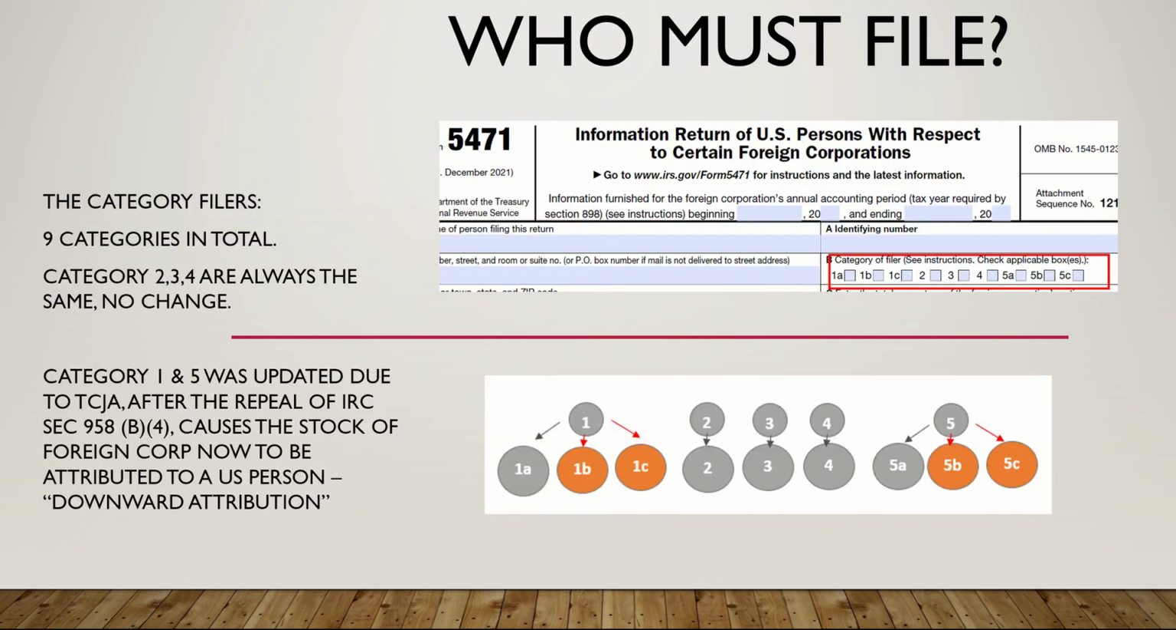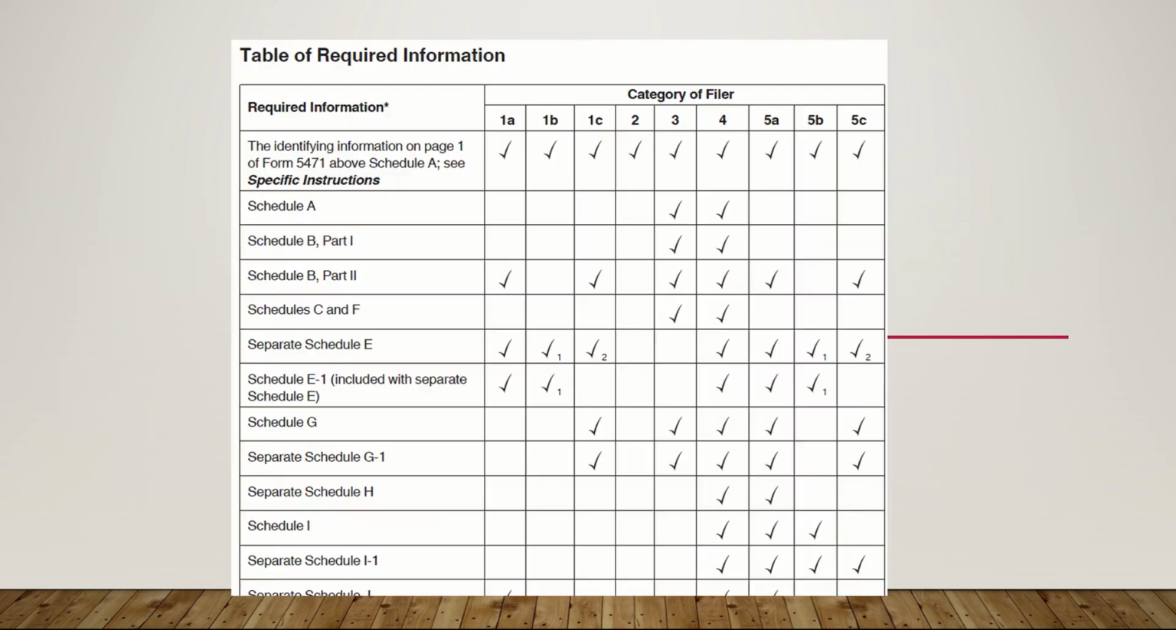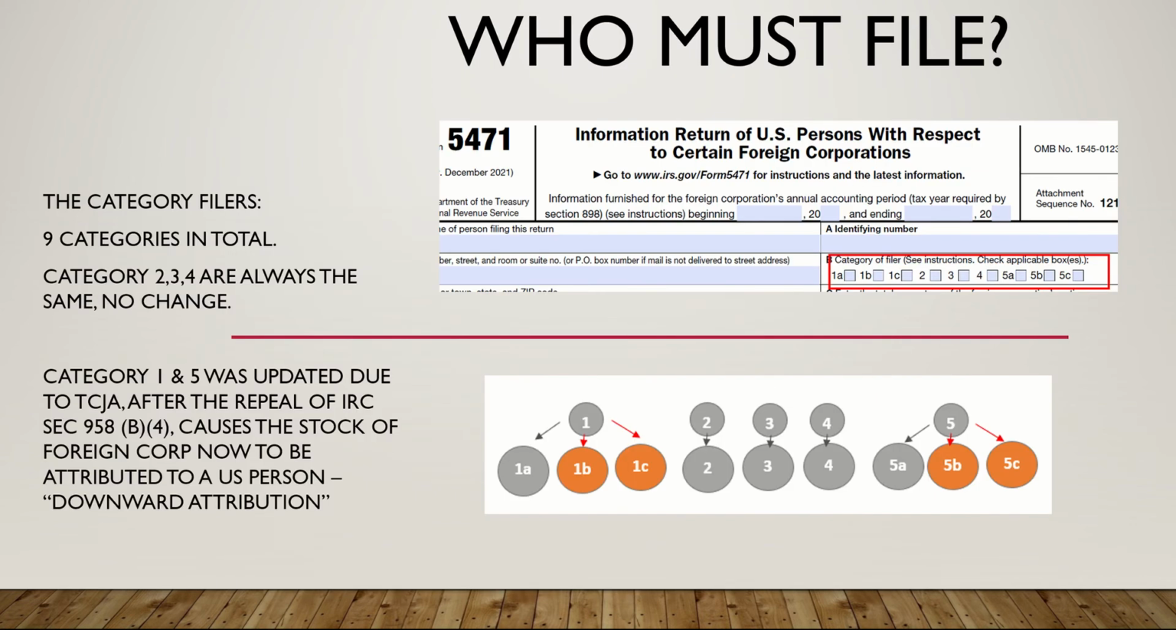There are now 9 categories of filers. The graph shows the evolution of the category filers from the revision in December 2020. So what you can see here is that categories 2, 3, and 4 are the same as they always were, and categories 1 and 5 are always the ones that change. The orange ones are the new ones, and the reason they exist is because of the TCJA Act.